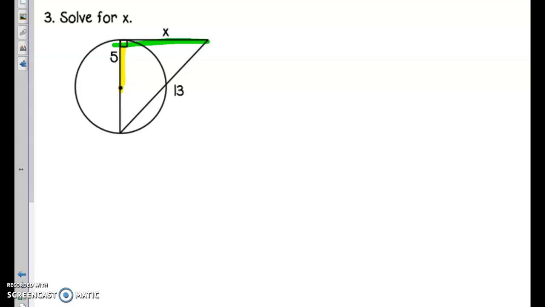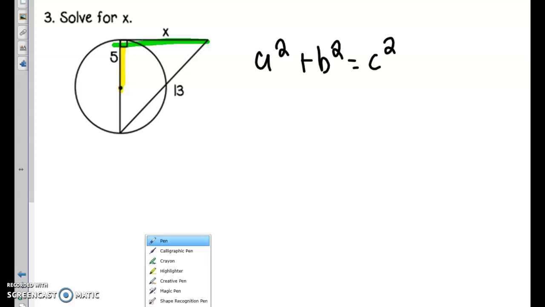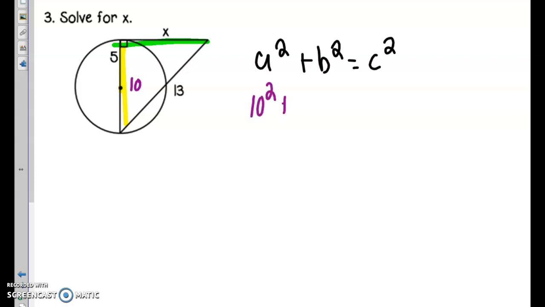So be careful here. We do have to use the Pythagorean theorem to solve for the missing side. So we're going to use a squared plus b squared equals c squared. But you need to make sure, hey, the radius is 5. But what is the length of this whole yellow segment, of the whole diameter? It's not 5, it's 10. So you want to use 10 as your value in the Pythagorean theorem. So 10 squared plus x squared, because we don't know the length of that tangent, is equal to, we do know c, let me erase this, 13 squared, because the hypotenuse is 13.